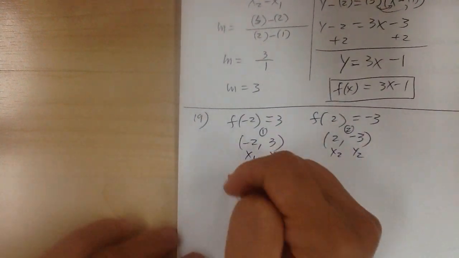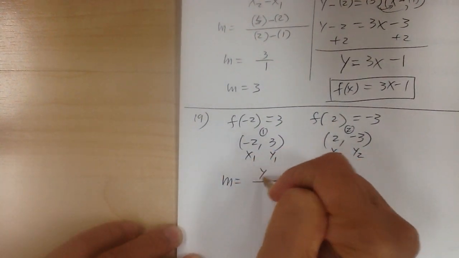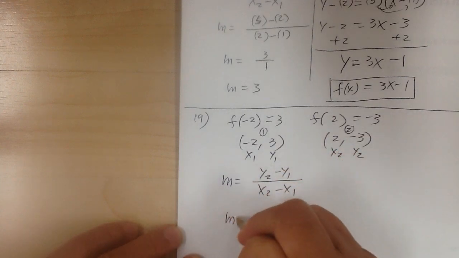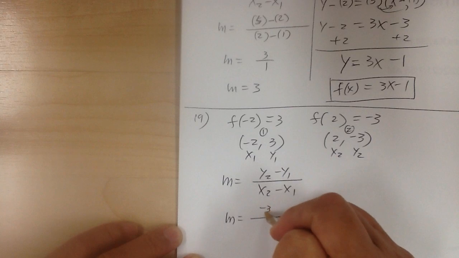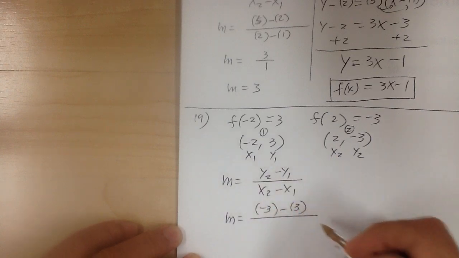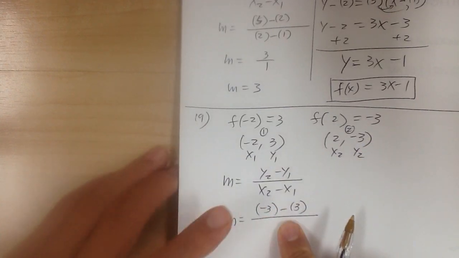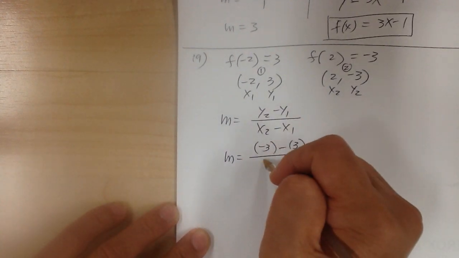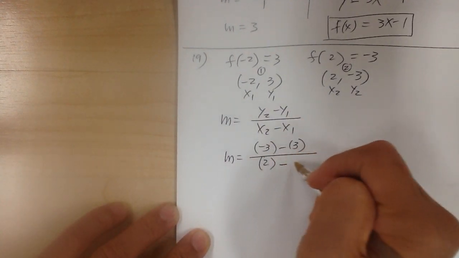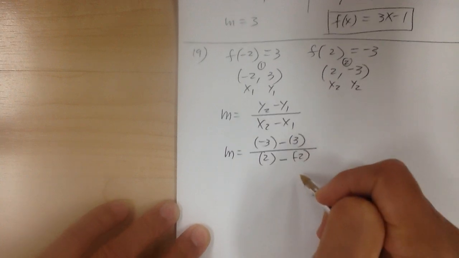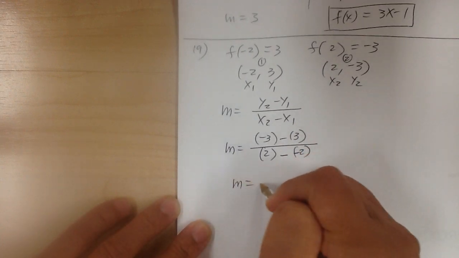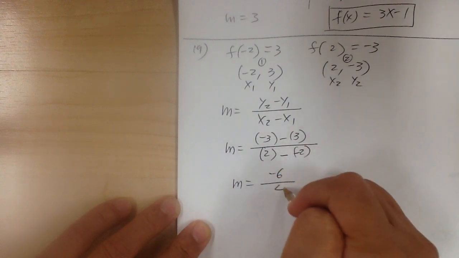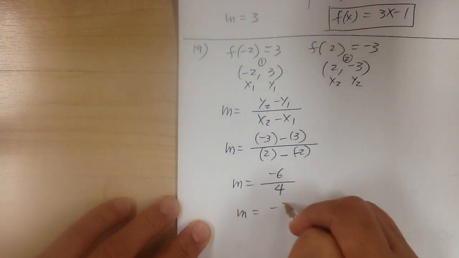So again, let's go and look for the slope first. Slope is y2 minus y1 over x2 minus x1. So slope equal to negative 3 minus 3. Again, whatever you substitute, put in parentheses, it helps you to keep track of the negative signs. Over x2 minus x1. So slope equal to negative 6 over 4. So slope equal to negative 3 over 2.